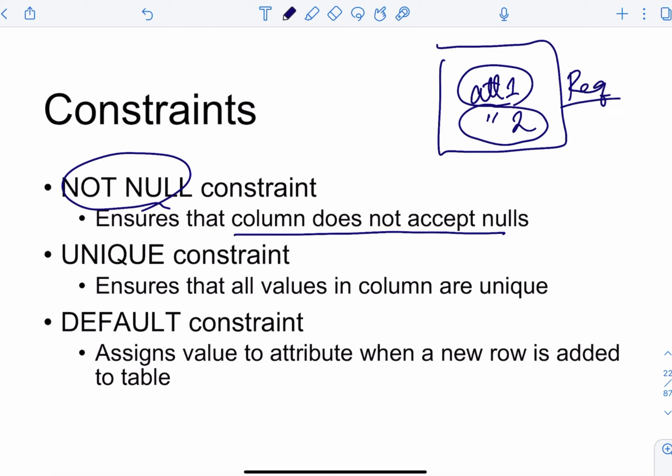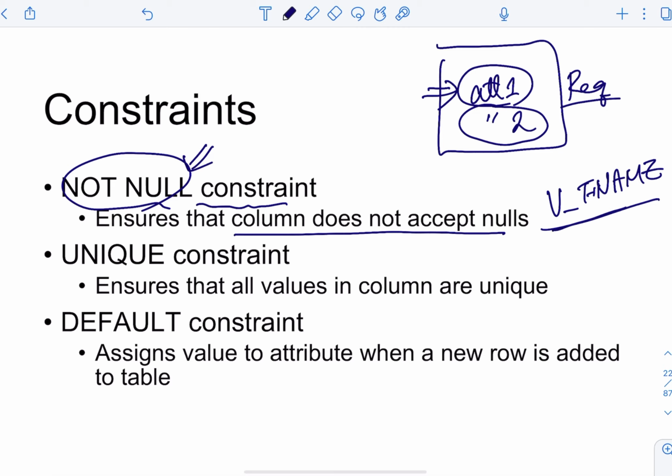By adding these constraints, when you try to leave this attribute's value as a null, it will automatically prevent it. So for example, let's say there is a vendor table, and let's say vendor's first name. We don't want to make it as a null value. Then you can add this constraint, non-null constraint, after the column name and the data type. I'm going to show you an example shortly.